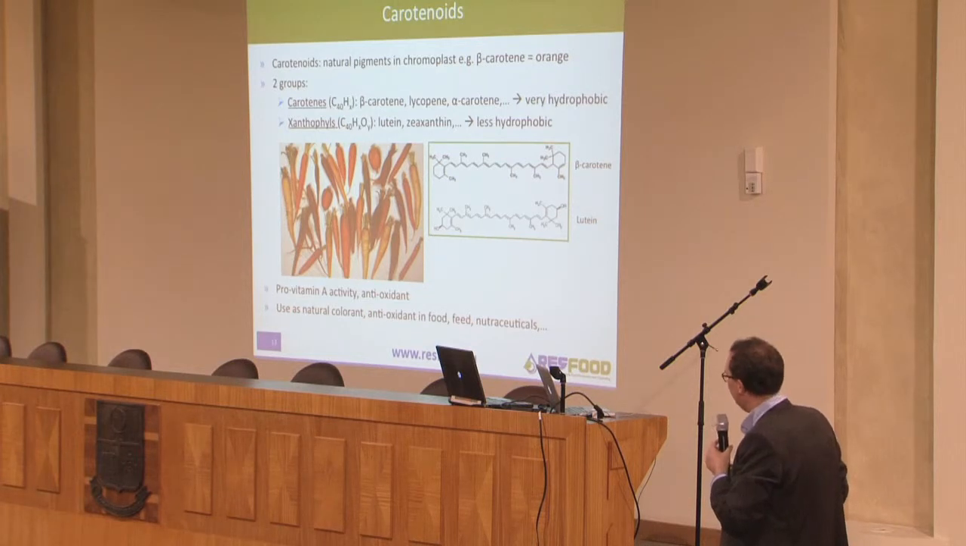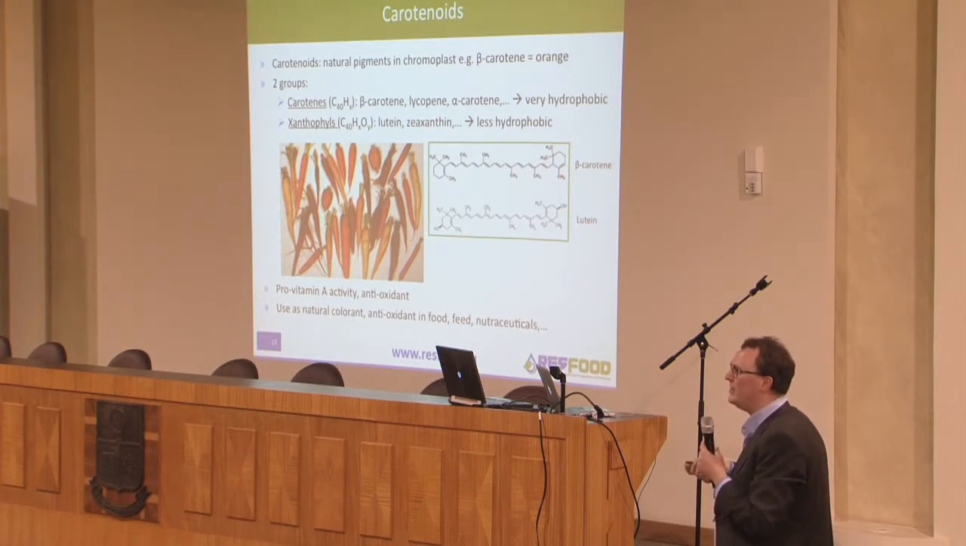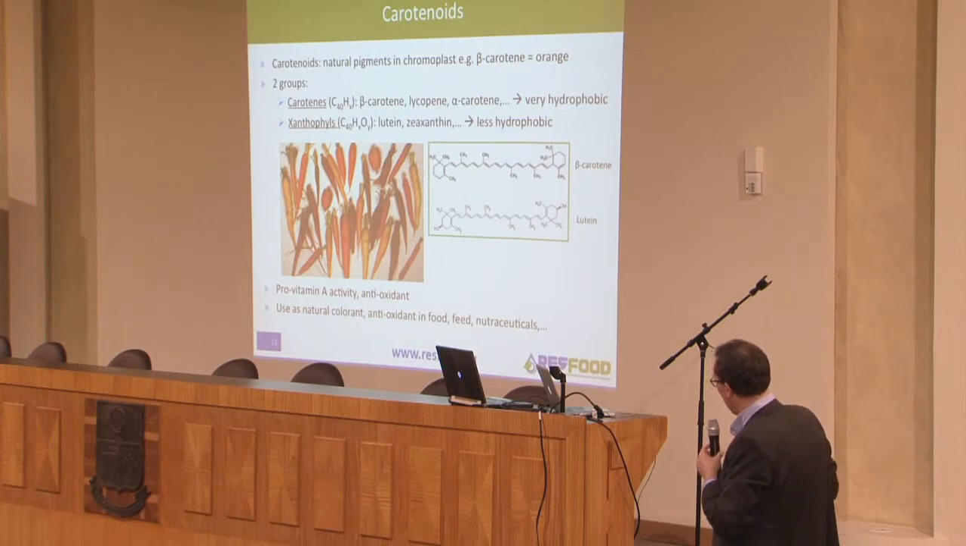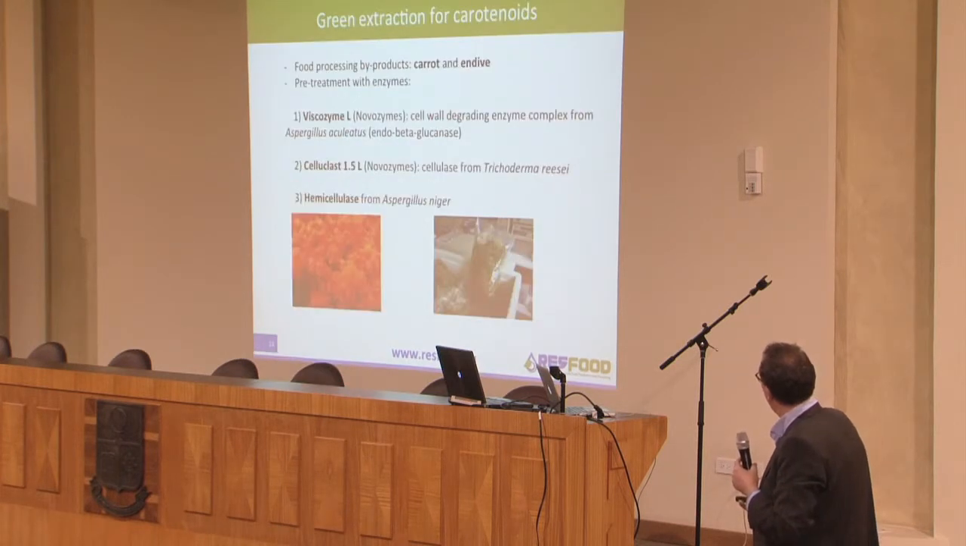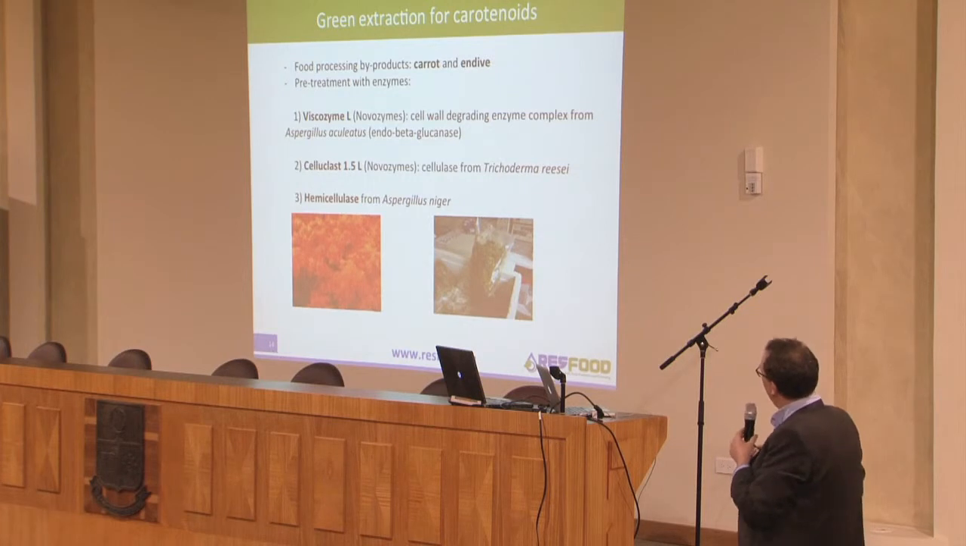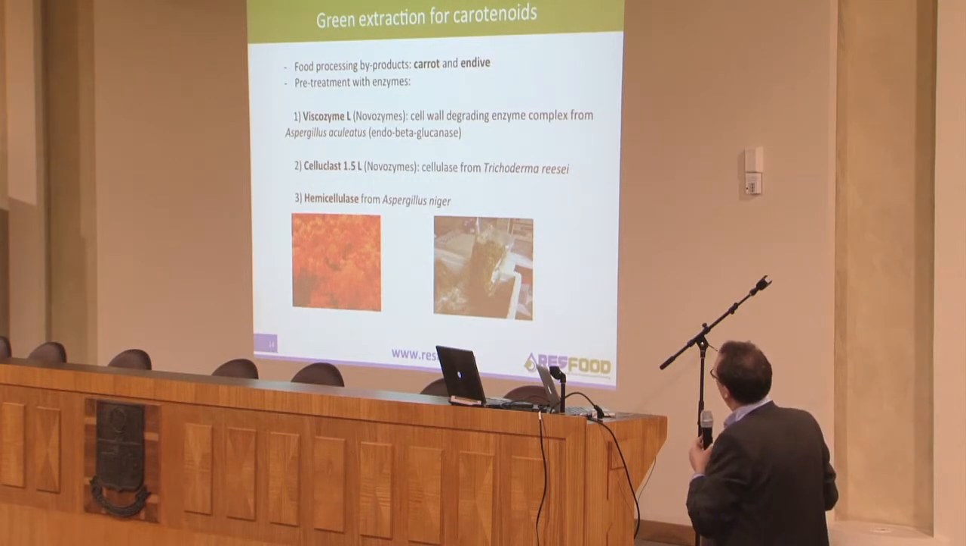They have provitamin A activity. They can be used as antioxidants, like we also heard several times. They are used nowadays as natural colorants. People want to use more and more natural color in food as a food ingredient. And they are also used as antioxidants in fruit, meat, and nutraceuticals. We look at some green extraction techniques for carotenoids. We focus here on two food processing byproducts: carrot, this is the picture, and also endive.